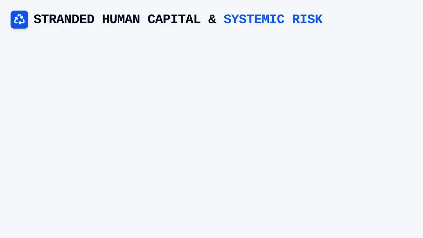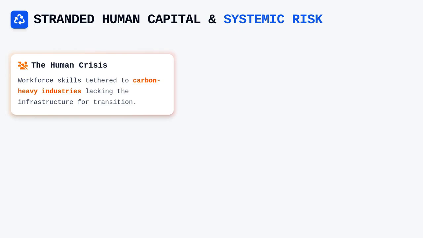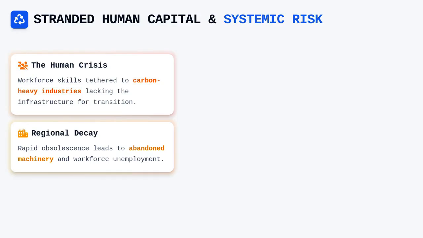We must also broaden our view to include stranded human capital, which refers to the workforce skills and livelihoods tethered to declining carbon-heavy industries that lack the infrastructure for a just transition. If an entire regional economy is built around a single fossil fuel sector, the rapid obsolescence of those assets leaves not just the machinery abandoned, but the workforce without a clear path toward new employment.